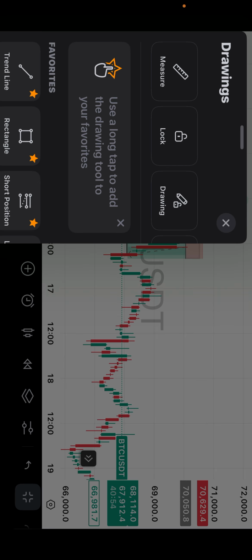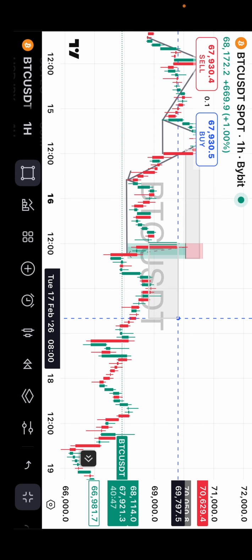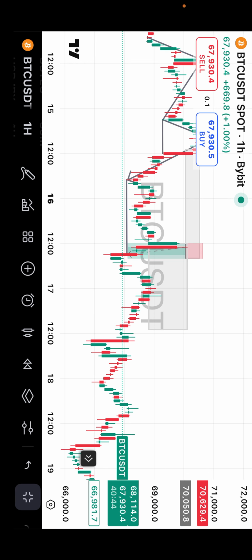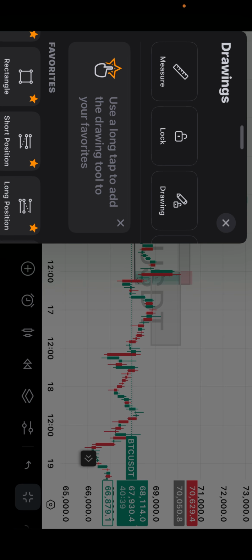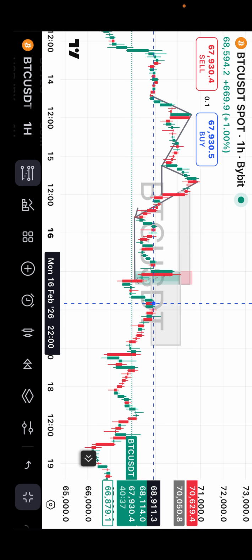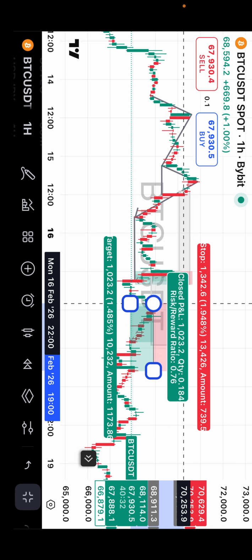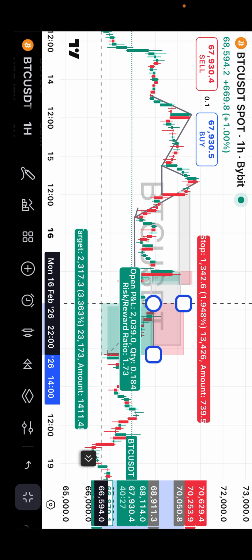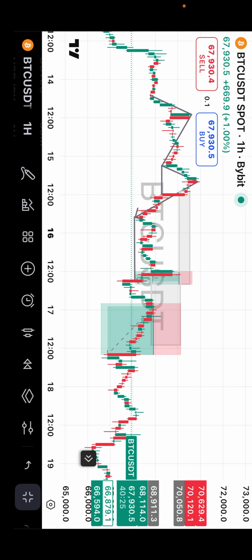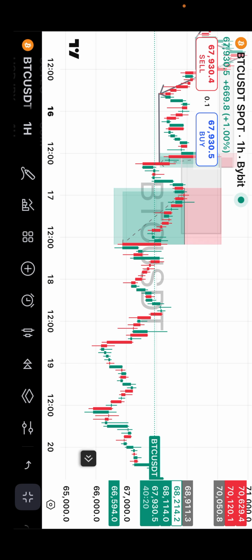Our next supply zone is this candle here. This one is very big, but on the lower time frame, you can find your zone. Okay, but I'm using the 1 hour to show you guys. So you enter from here. Your stop loss will be above the zone, and then your take profit will be below. So this is basically how we trade supply and demand.